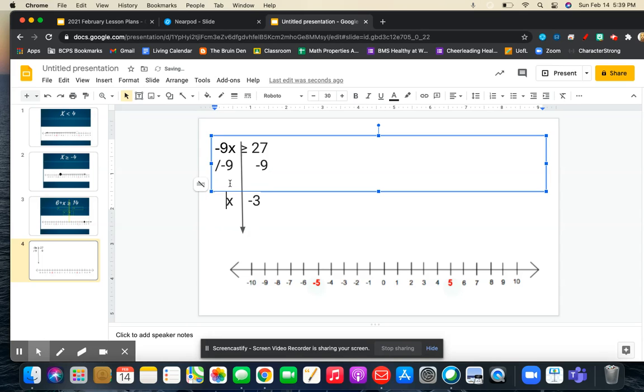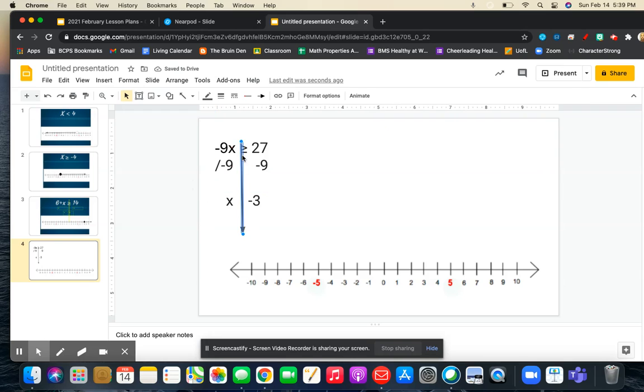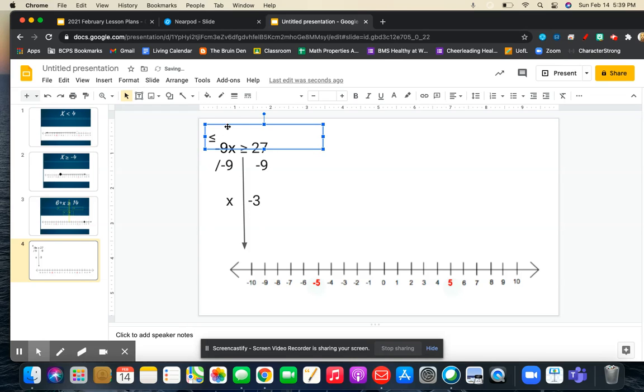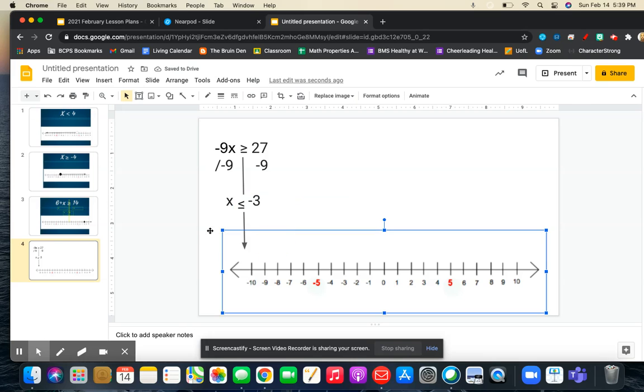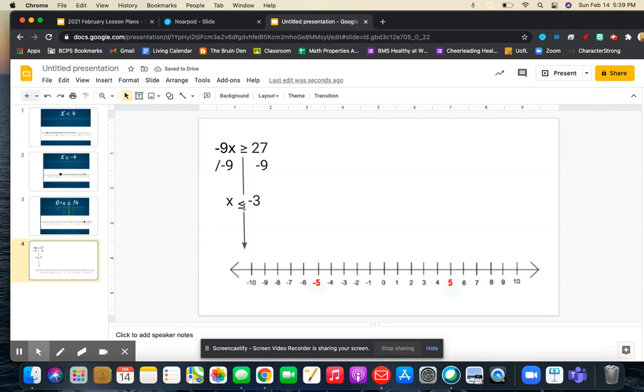So what changes is when we started, let me move this line so you guys can see it a little bit better. When we started, negative 9x was greater than or equal to 27. So for our answer, we are going to flip that inequality around. And now x is less than or equal to negative 3.